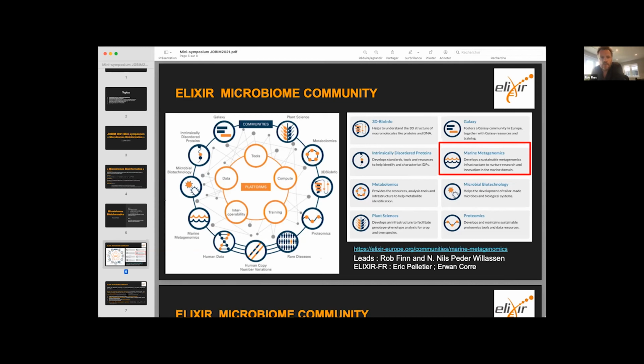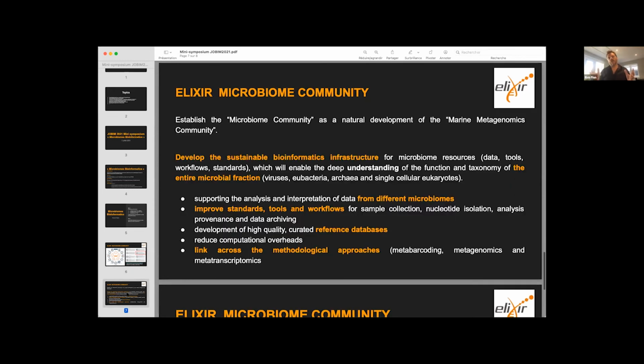So to generalize the marine community, because that was small initially to fit a specific Elixir Accelerate grant, the plan is to now generalize this to focus specifically on sequence-derived information from the microbiome. What we want to try and do is use some of the aspects we've established with the marine microbiome, like standardization of workflows and the establishment of resources, and understand how they can be generalized to a broader community.